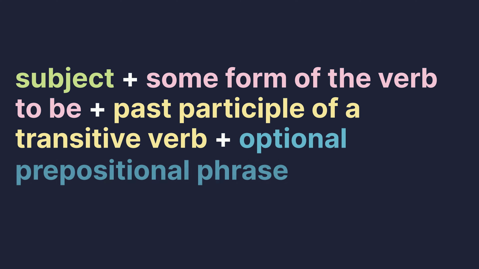In a passive voice construction, the grammatical subject of the clause receives the action of the verb. So the ball from the above sentence, which is receiving the action, becomes the subject. The formula for the passive voice: subject plus some form of the verb to be and a past participle of the transitive verb plus optional prepositional phrase. The ball was kicked by Chelsea.